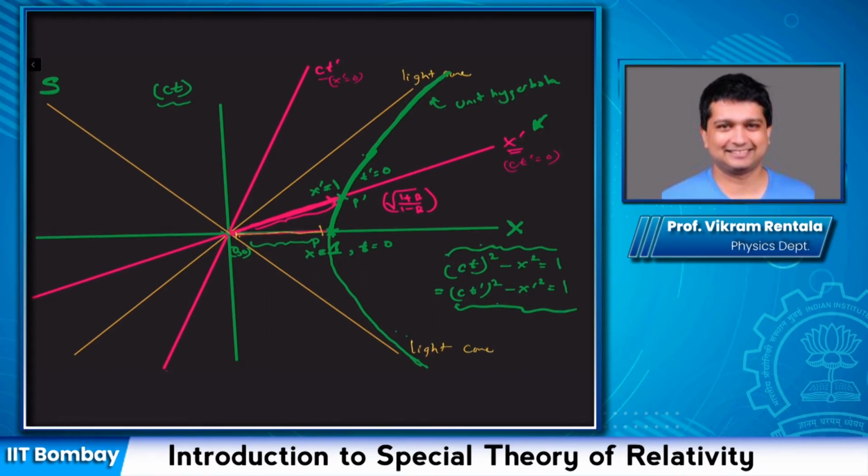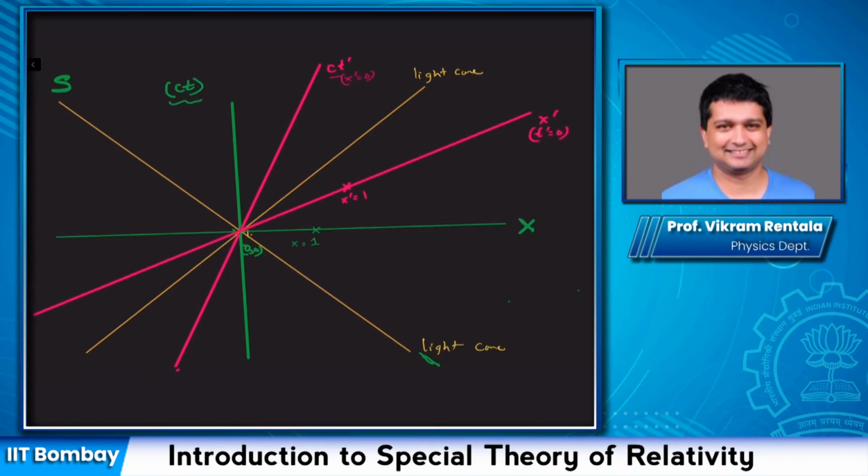Let me just erase all the extra things that we don't need. Now we've identified a unit length along the x prime axis. Similarly, we can identify a unit length along the t prime axis. To do that, we would identify a unit length first along the ct axis. That unit length would be here, and this length on our sheet of paper would be exactly the same as this length over here. This would correspond to the coordinates ct equal to 1.